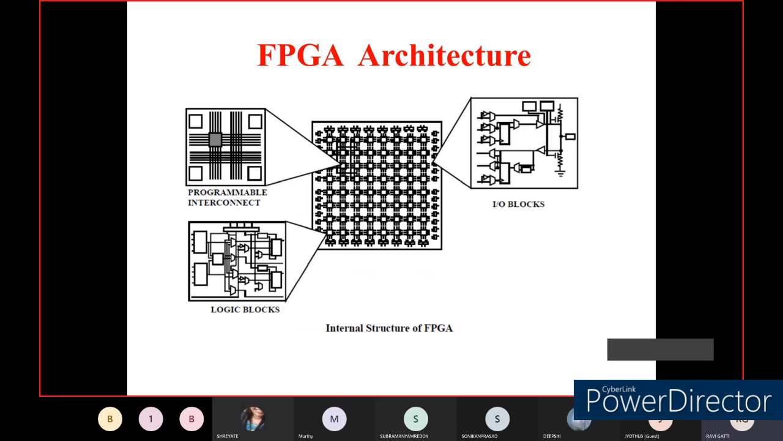The next one we call programmable interconnects. So what do you mean by programmable interconnects? We have logic blocks, as I said, smaller programmable components. Now if I want communication from one logic block to another logic block, we need to do the interconnection. The interconnection of one logic block to another can be done in a programming manner. So how can it be done? It is the responsibility of the programmable interconnect unit, which is responsible for interfacing one logic block to another.